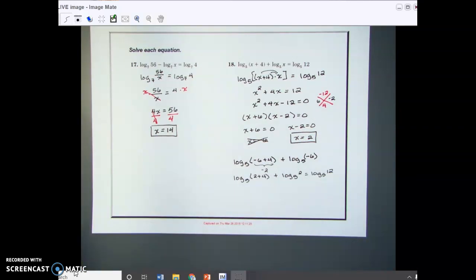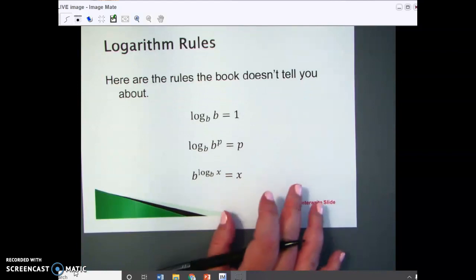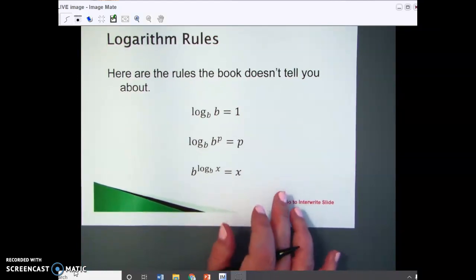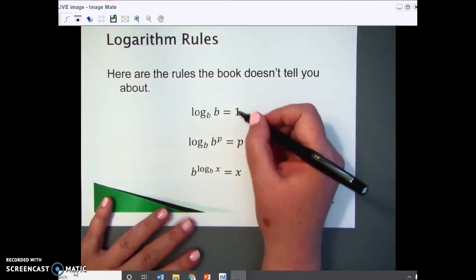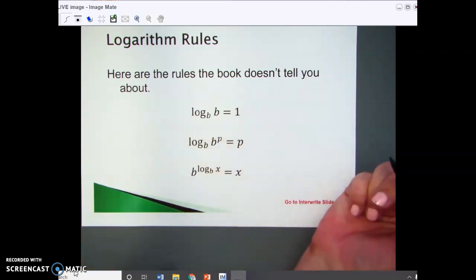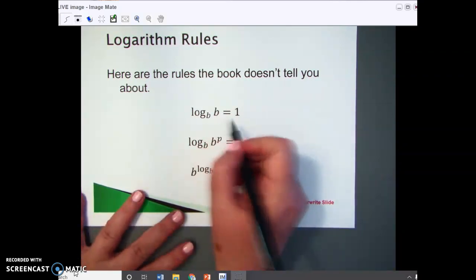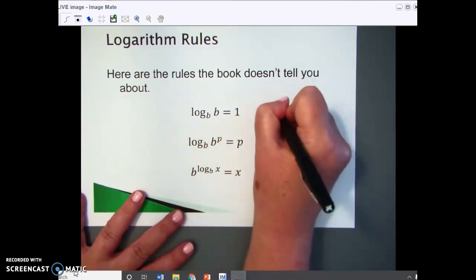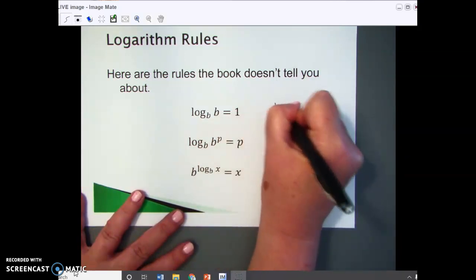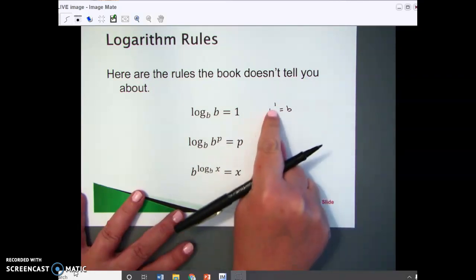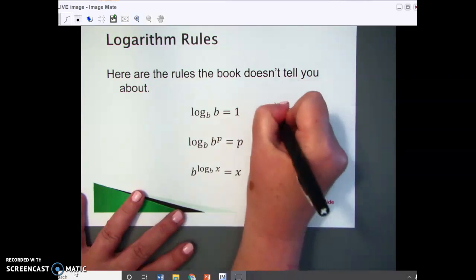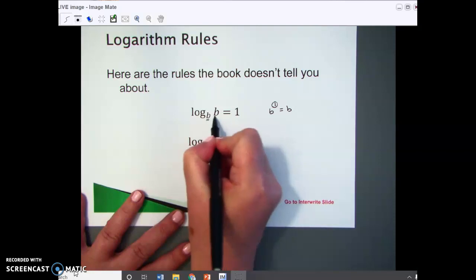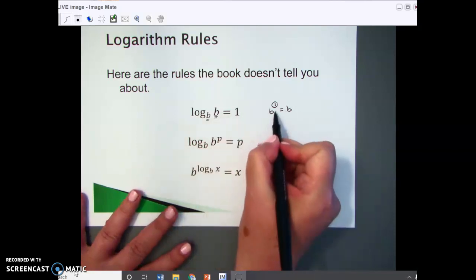So there are a couple of logarithm rules that the book does not tell us about. And so the first one, and the top two, these are just kind of simplified. So if we know this, then it makes things faster. So if we think about this, if I put this in exponential form, I'm saying my base is b, my exponent is 1, and my number is b. So it makes sense that b to the first is equal to b. And so anytime the base matches the number, then my exponent is going to be 1.